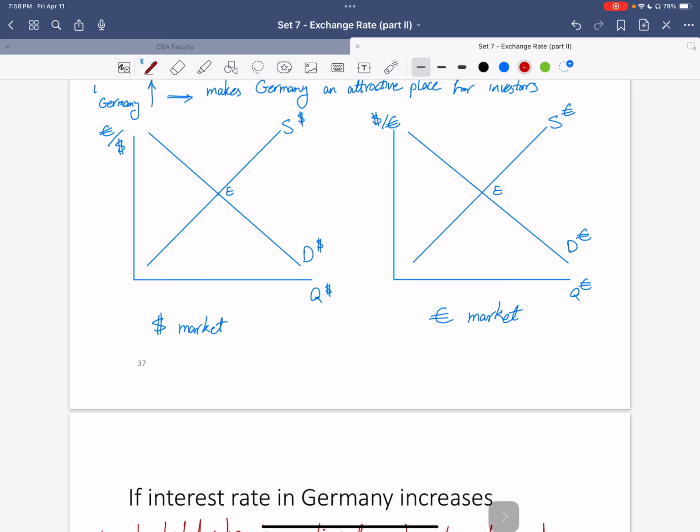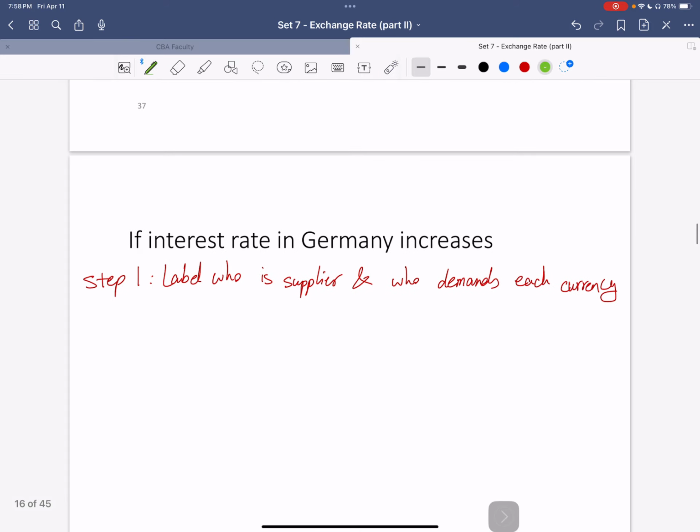So step one is to say, okay, these are Americans and these are German people. Okay, these are Germans. Second step is to see who is affected. Earlier, we discussed each of these steps.